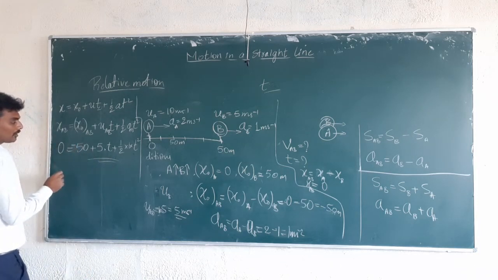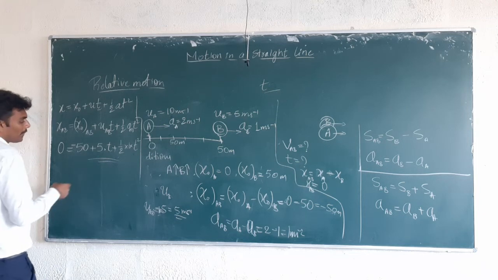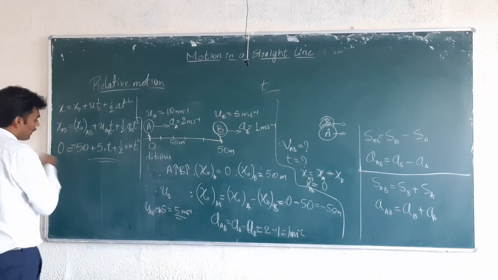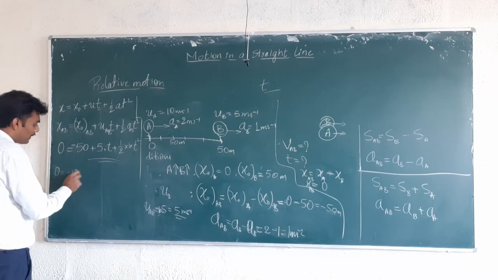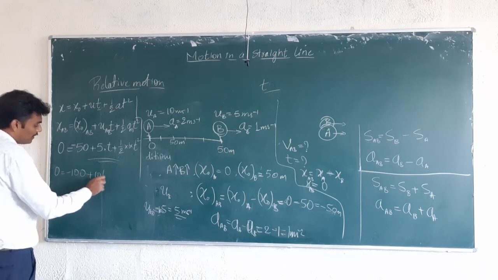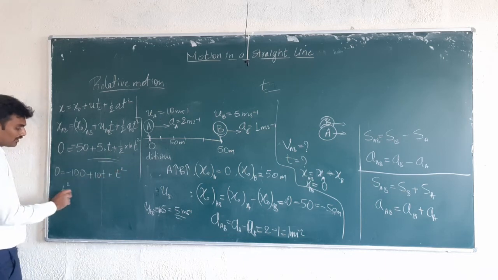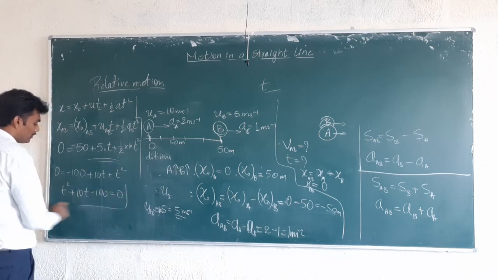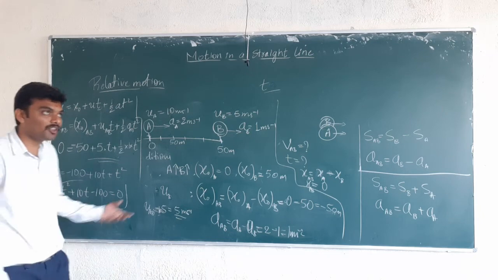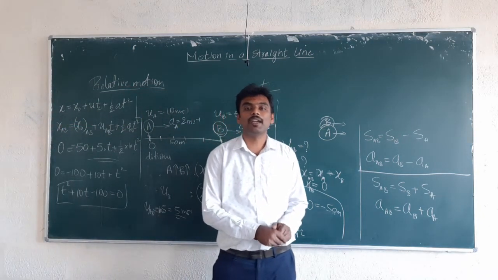Then this equation becomes, I can take 2 as a common factor, and send it here, becomes 0. 0 is equal to minus 100 plus 10t plus t squared. So now we have a quadratic equation, t squared plus 10t minus 100 is equal to 0. This quadratic equation can be solved using basic mathematical skills which you must have.